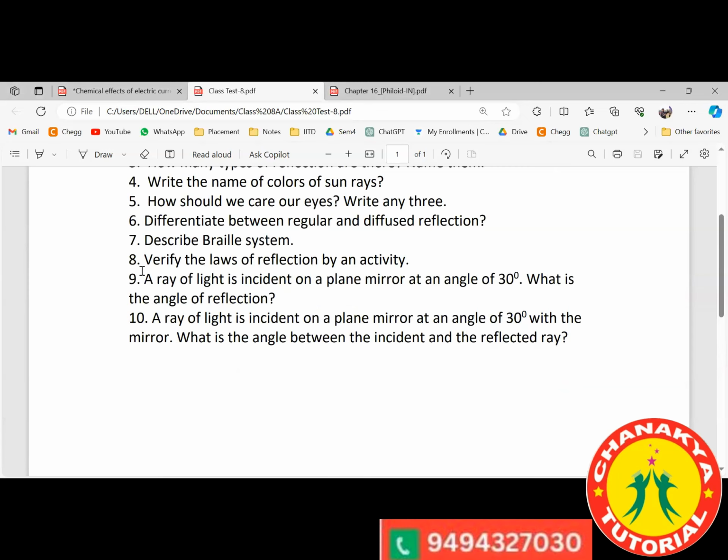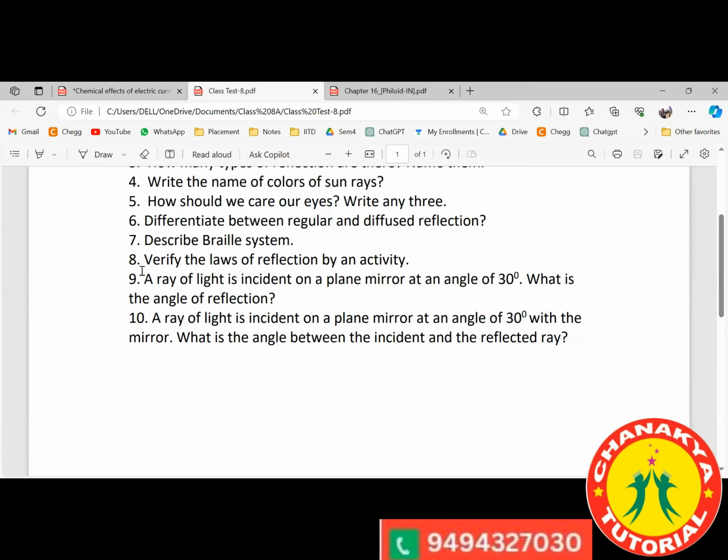So what are the primary colors? Sir, in regular reflection, I is equal to R, and it follows all the laws. In diffused reflection, it doesn't follow. In diffuse reflection, as a whole, you will see that I is not equal to R. The surface of reflection is smooth and rough.